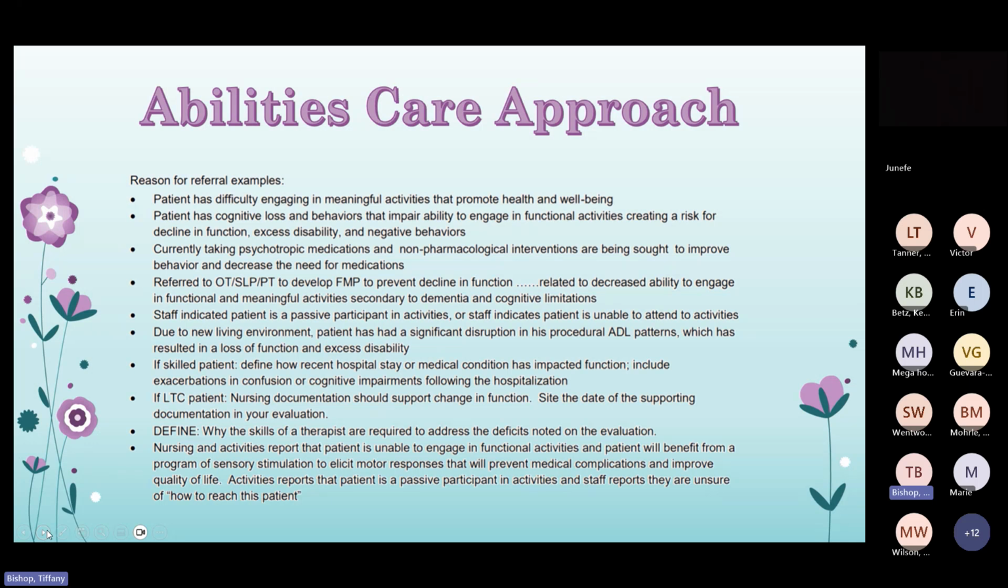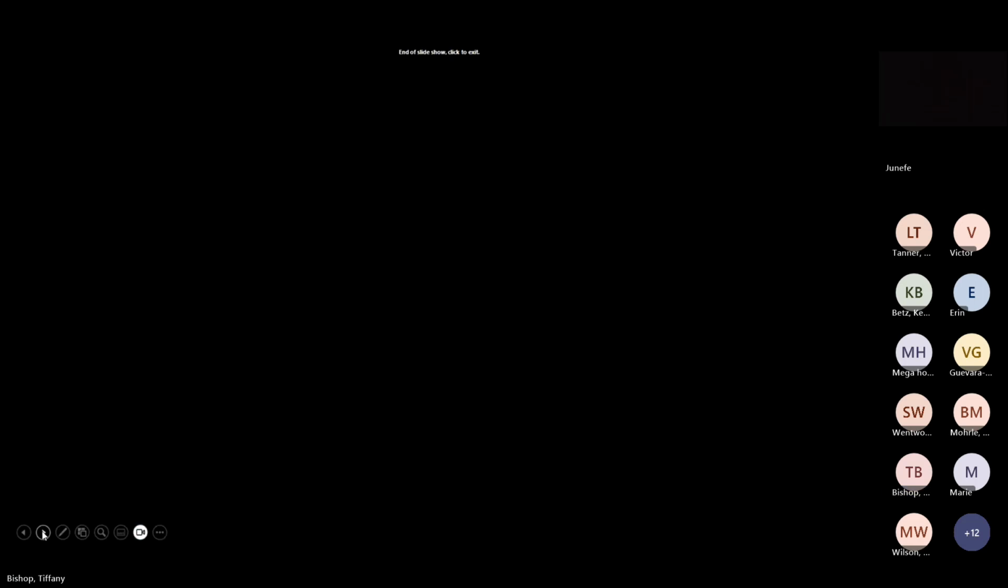But these are just some good examples for reason for referrals. They're not quite as wordy. So again, I think it's important to understand more words doesn't necessarily mean your documentation is better. It just means you have more words. So some of these are pretty concise and to the point, but they still capture the essence of why we're picking this patient up. And that's it. So that is just kind of in a nutshell, that reason for referral.